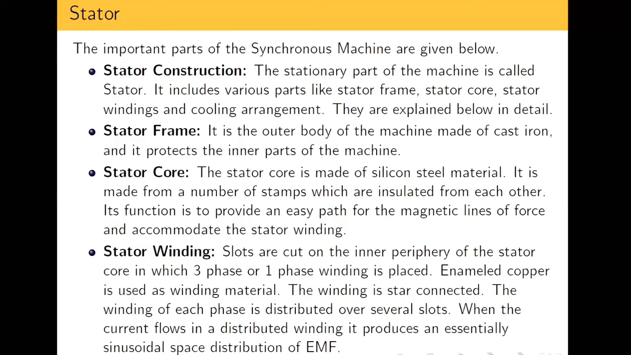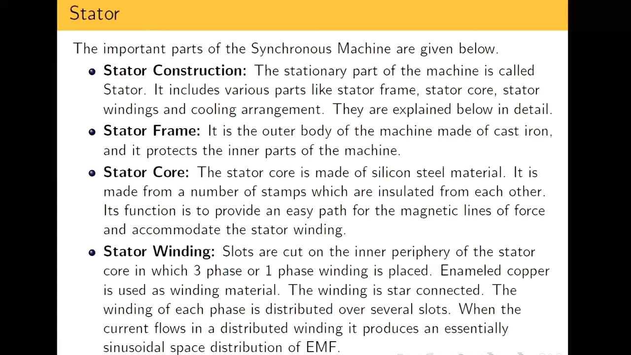So it is made from a number of stampings which are insulated from each other. All stampings are insulated from each other. You know why they are insulated? Its function is to provide an easy path for the magnetic lines of force and accommodate the stator winding. Stator core will accommodate stator winding. So the basic function of the stator core is to provide an easy path for the magnetic lines of force and accommodate the stator winding.